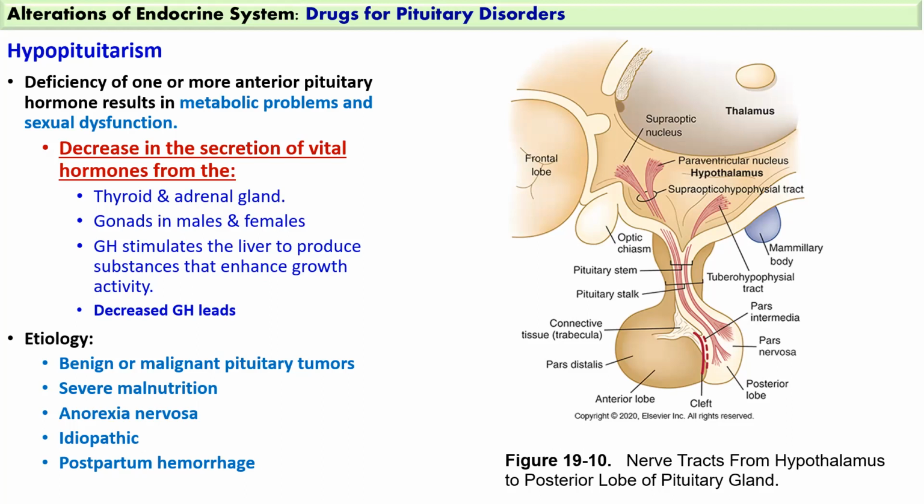Or it could be from postpartum hemorrhage. Postpartum hemorrhage resulting in hypopituitarism is something called Sheehan's syndrome. What they found is that this hemorrhage postpartum could have caused decreased perfusion to the pituitary gland, and that's why it led to the hypopituitarism.